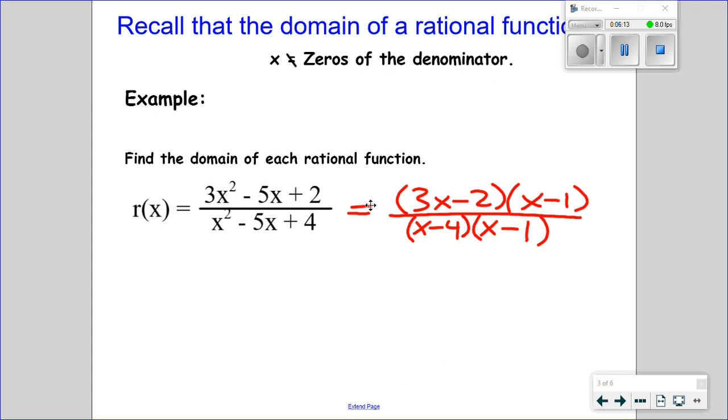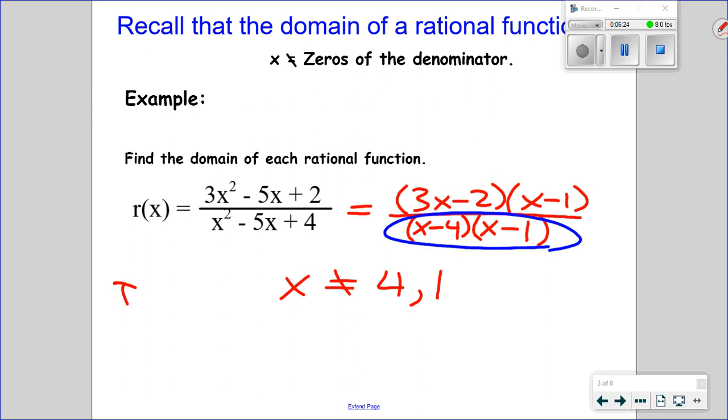Okay, so what are the zeros of the denominator? The zeros of the denominator are positive 4 and 1. So the domain of this function is x cannot equal 4 or 1. Or we're saying the domain is all real numbers except 4 and 1. So these are the values of x where the function is undefined.